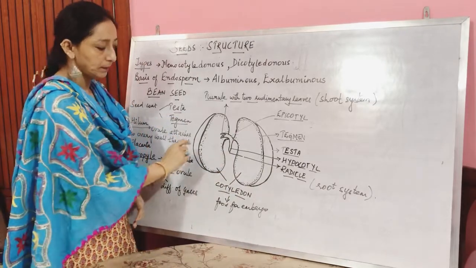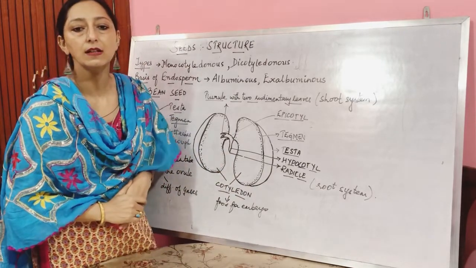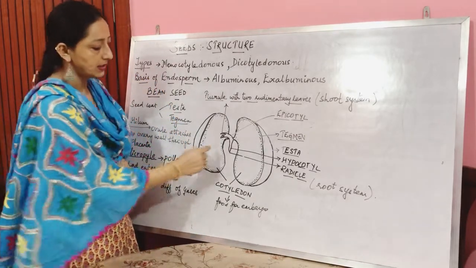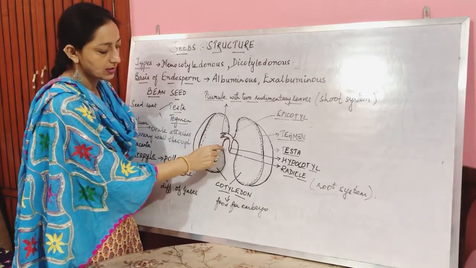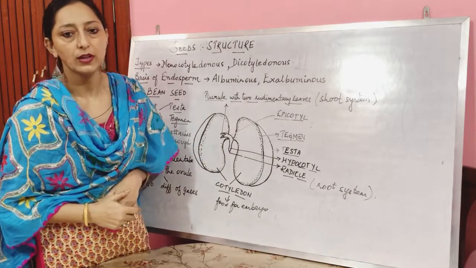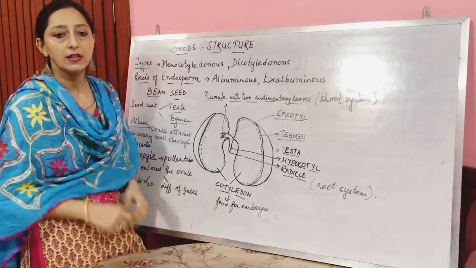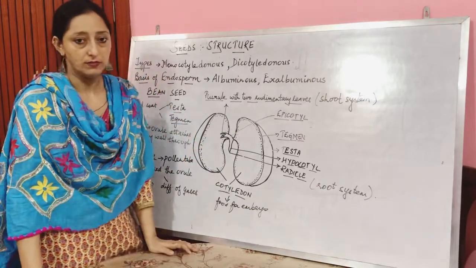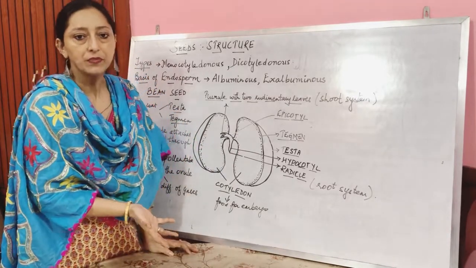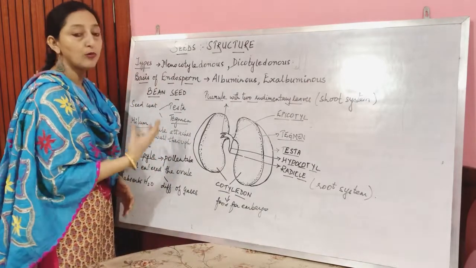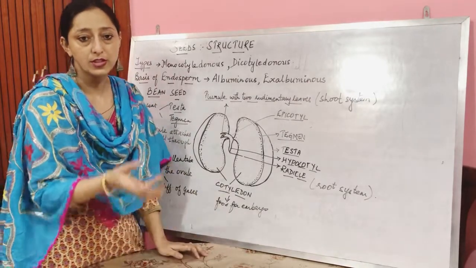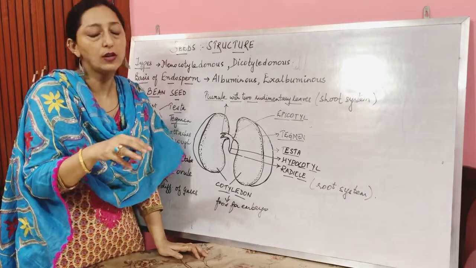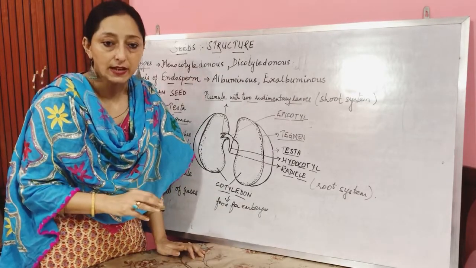Now hilum. Hilum is a white oval scar on the concave side of the seed. Here this scar is present. And what is the function? It is the spot where the ovule, which is now the seed, was attached to the ovary wall. This ovule, which has now become the seed, was attached to the ovary wall with the help of placenta.